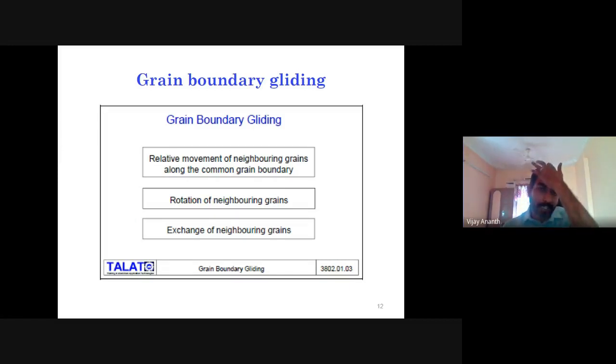Grain boundary gliding. So in this grain boundary gliding, what will happen? The neighboring grains automatically move one over another. Sometimes these grains also rotate themselves depending upon the load applied. Suppose the tensile load is applied. Due to the load, the grains will be moving in the gauge region. Exchange of neighboring grains also takes place, and sometimes these grains rotate themselves. Due to that, we get elongation in the material. This is the grain boundary sliding mechanism.